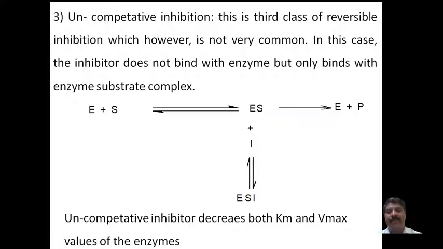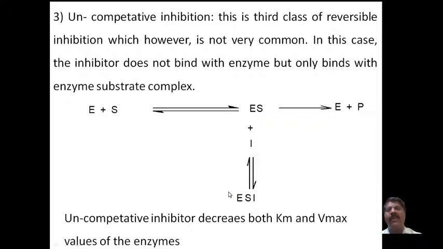Uncompetitive inhibitor only binds with the enzyme-substrate complex, and an uncompetitive inhibitor decreases both the Michaelis Menten constant and the maximum velocity of the catalyzed reaction. Therefore these terms will decrease, and ultimately the rate of the reaction will decrease.